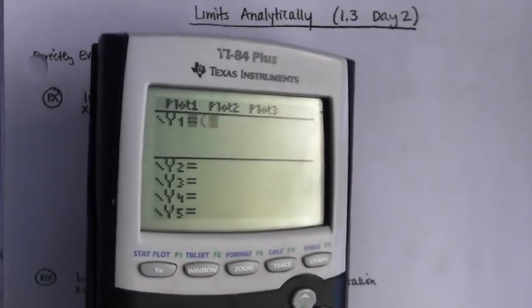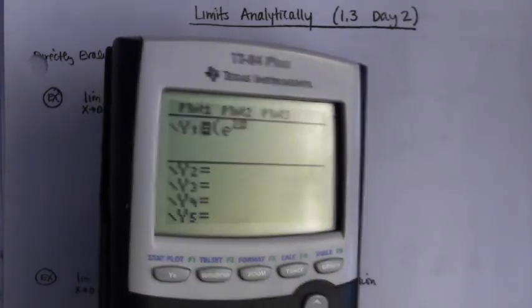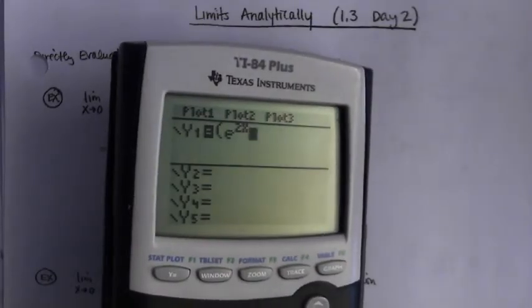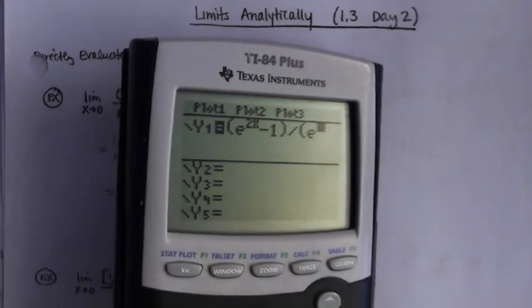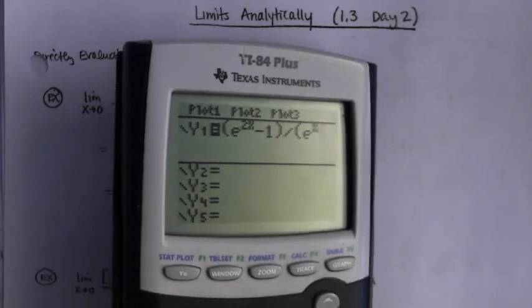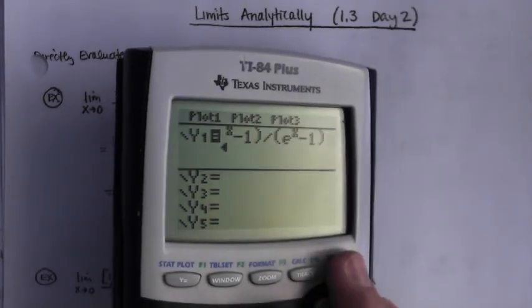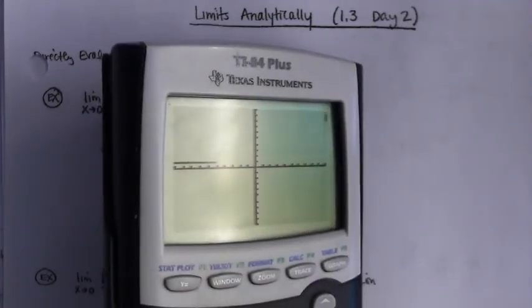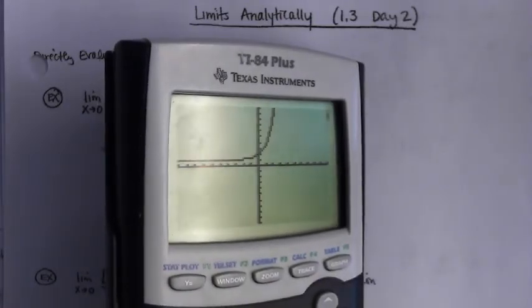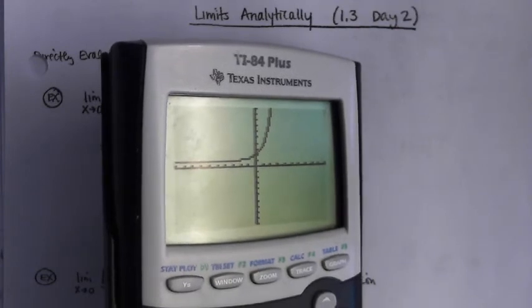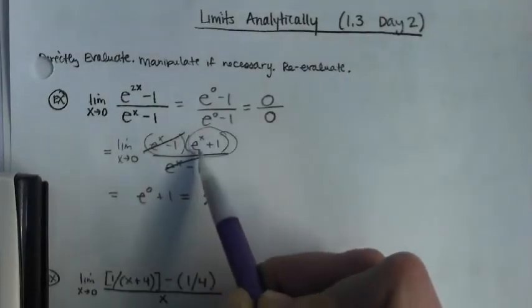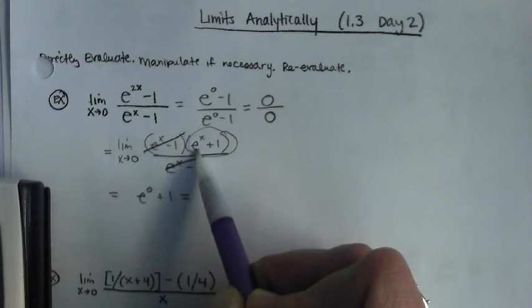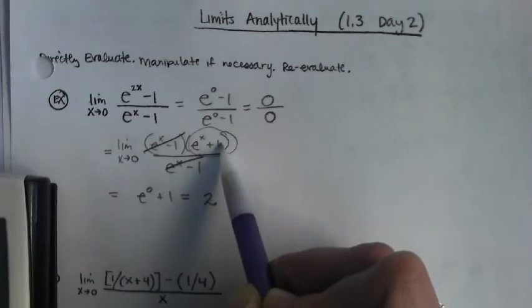Let me show you. E to the 2x power minus 1 divided by e to the x minus 1. Look at that. Good? Because this function simplifies to just this function, which is a parent graph we know, right? An exponential function with some base to the x power shifted up 1. We just have a hole.